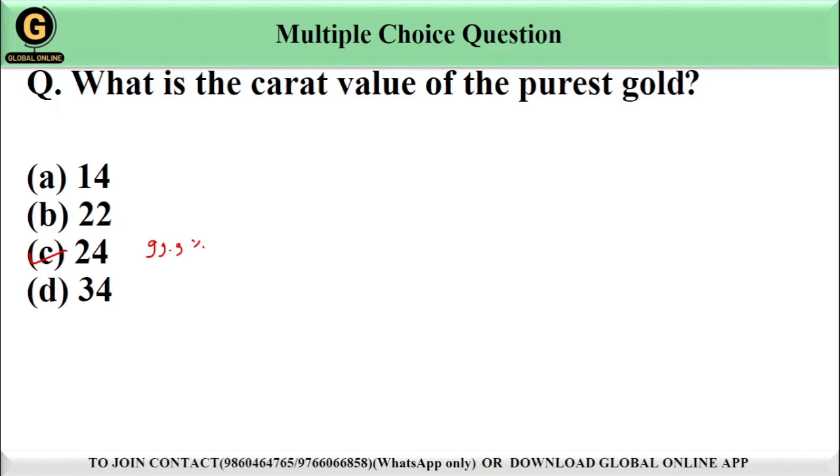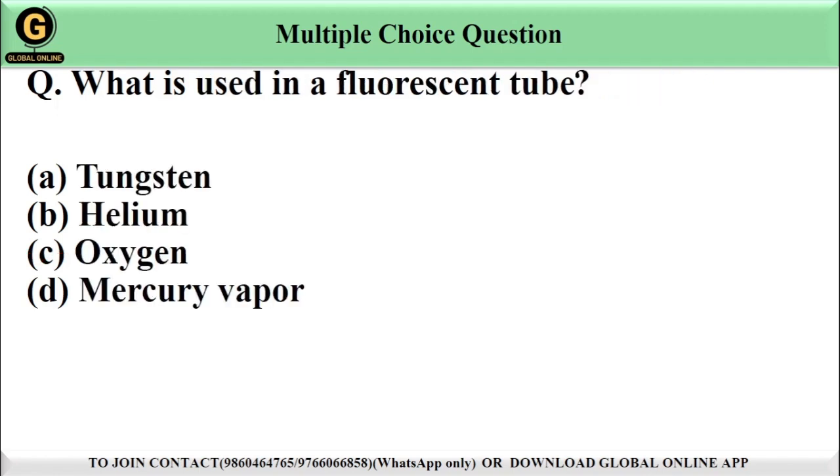Let's move to the next question. What is used in a fluorescent tube? We have options: tungsten, helium, oxygen and mercury vapors. So guys, mercury vapor is used in fluorescent tubes. When electricity passes through the tube, it excites the mercury vapor inside, causing it to emit ultraviolet light. This ultraviolet light then interacts with the phosphorus coating inside the tube, producing visible light. Tungsten is used in an incandescent bulb, while helium and oxygen are not used in fluorescent tubes.